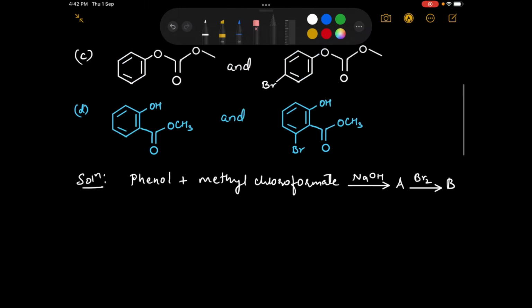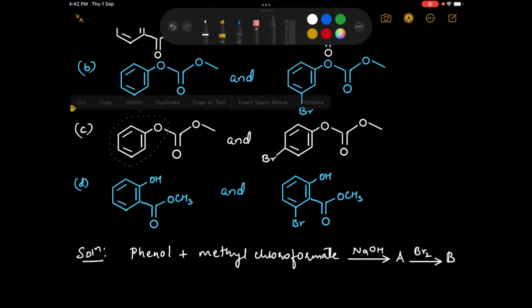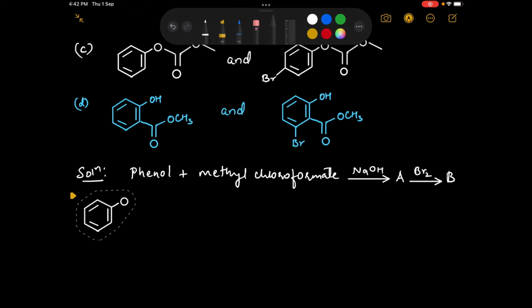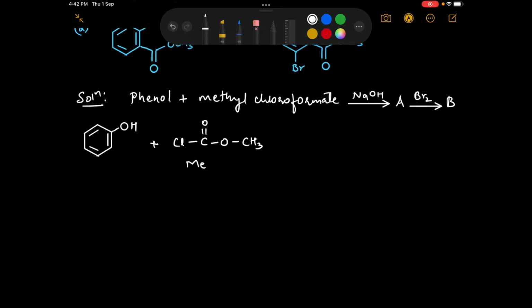Let's draw the structure of phenol. This is the structure of phenol. Then let's take methyl chloroformate. Formic acid is H, C double bond O, single bond OH. It's methyl, so here we put a methyl. Chloroformate, so here we put a Cl bond Cl. This is known as methyl chloroformate.